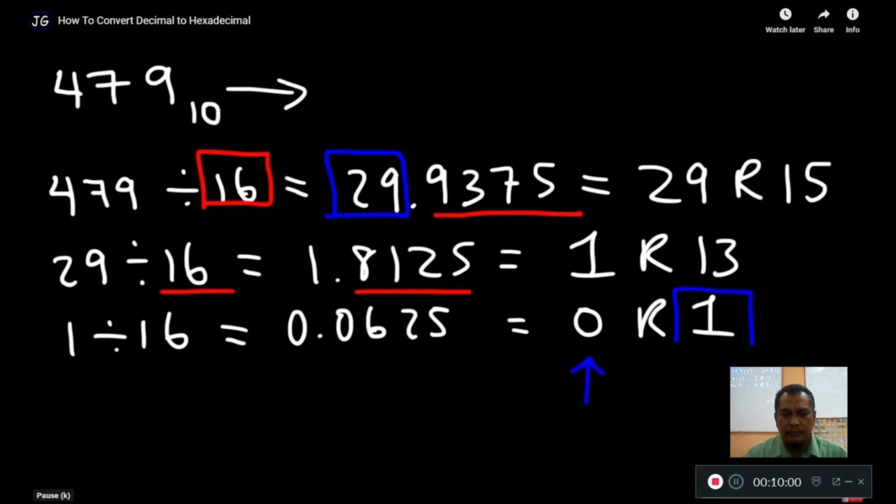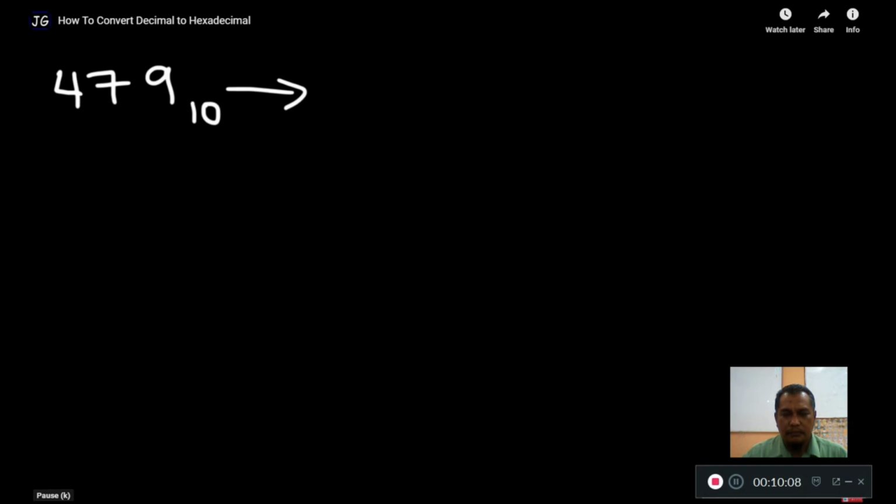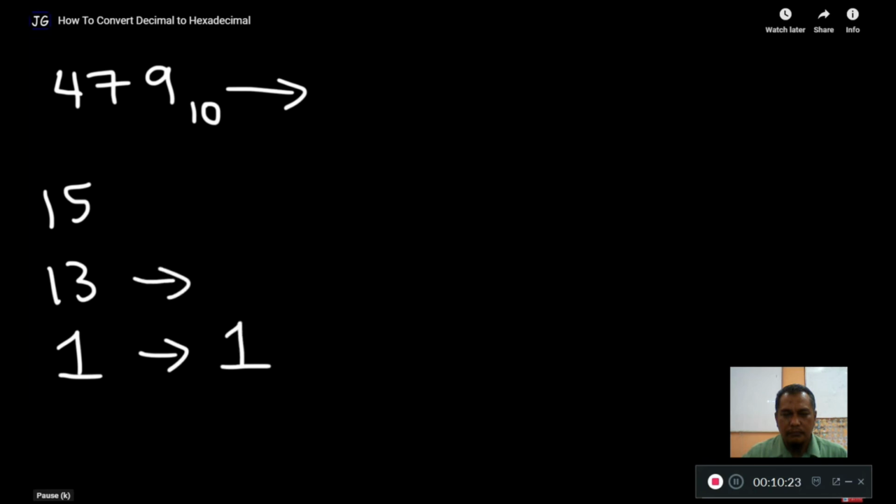So focus on these numbers, 1, 13, and 15. I'm going to rewrite it, but let me get rid of this stuff first. So we had 1, 13, and 15. The remainders, you want to convert them to hexadecimal numbers. 1 as a decimal is 1 as a hexadecimal, and based on the chart that we wrote earlier, 13 corresponds to D and 15 corresponds to F.